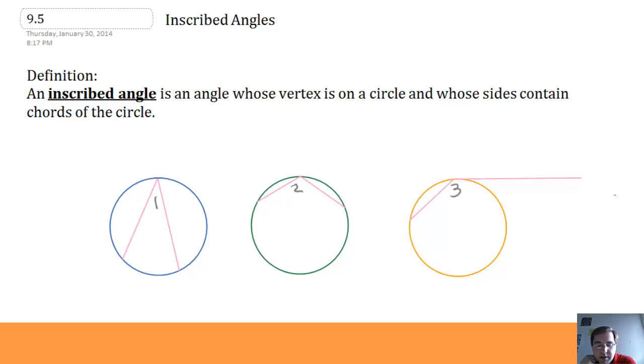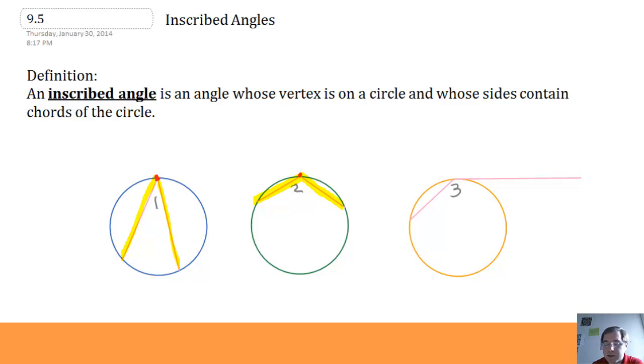In the first picture there, the blue circle, angle 1 is an inscribed angle because angle 1 has its vertex on the circle right here. It's on the circle, and the sides are such that they contain chords of the circle. They cross through the circle. Number 2 is also an inscribed angle. Vertex is on the circle, the sides contain chords of the circle.